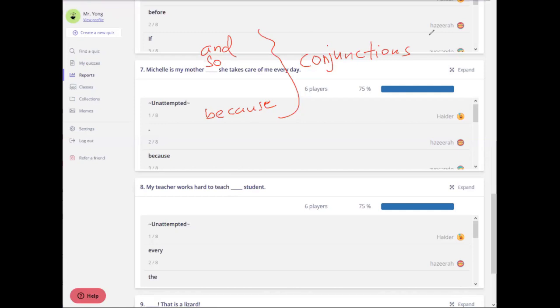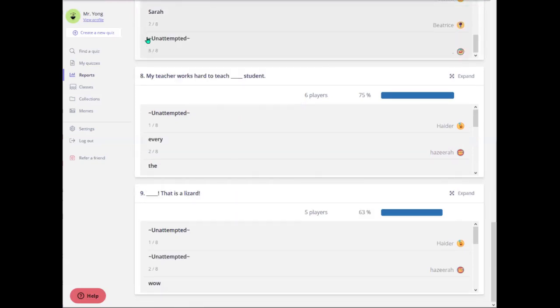So the job of conjunctions is to connect ideas. Like the example here, you see two sentences. Michelle is my mother, and she takes care of me every day, being connected by a conjunction. My teacher works hard to teach blank student. Every. So well done, Hazira. All is in the same category, but doesn't exactly work in this situation. You want students if you want to use all. So these are called determiners.